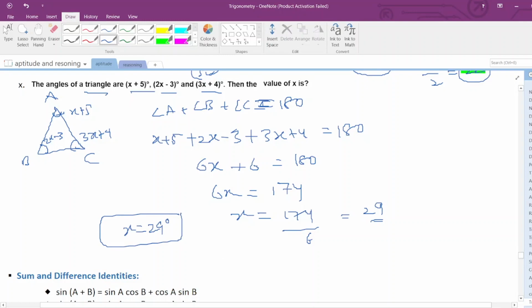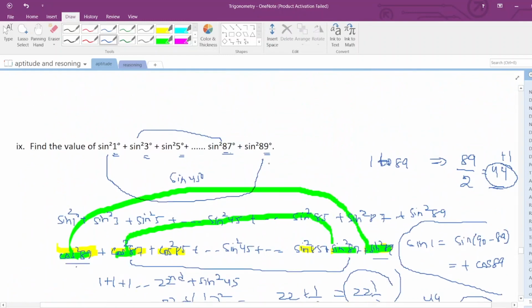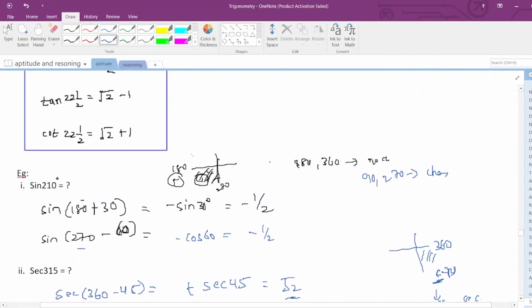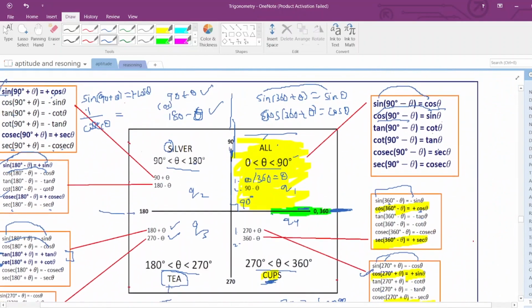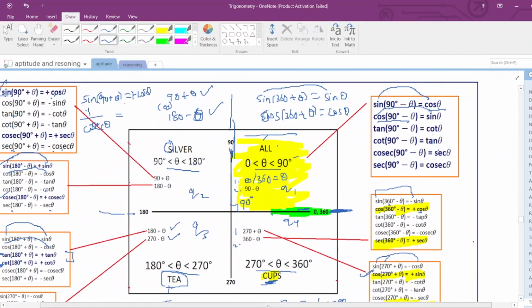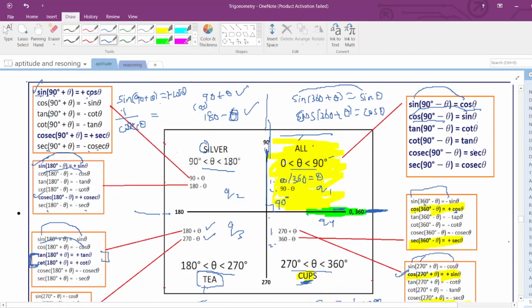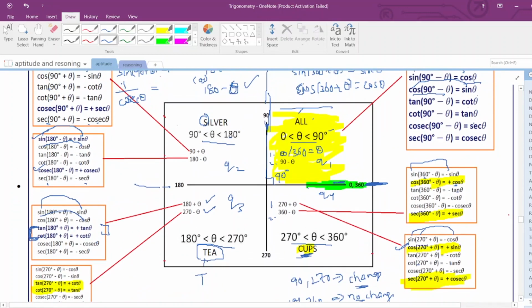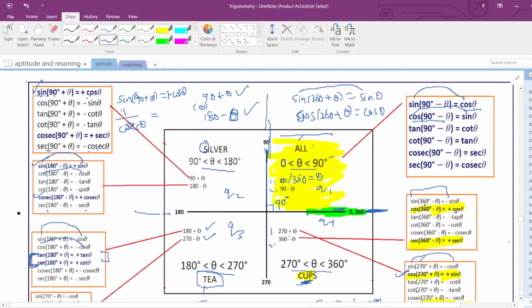Simple, right? So this is about quadrant-based trigonometric functions on quadrants. Hope it's clear, hope it's understandable. Only if you are able to understand this one, then you will be able to solve very easily. If you're not able to understand, please revise it again, and if you still can't understand, let me know in the comment section so that I will explain again. Hope you understood. Thank you.